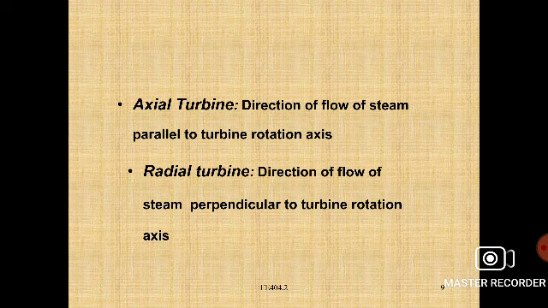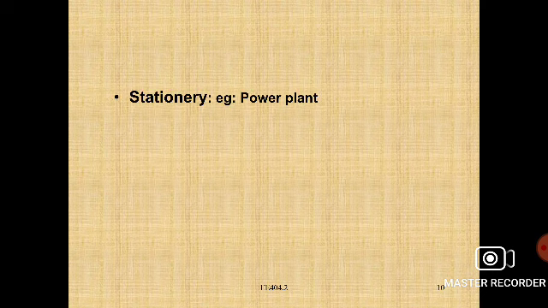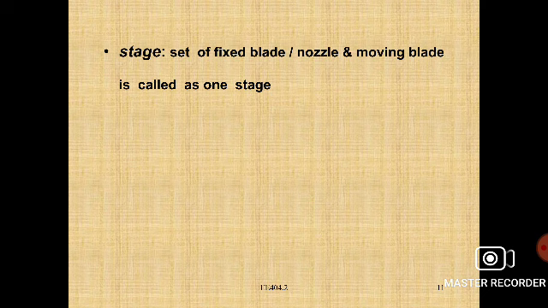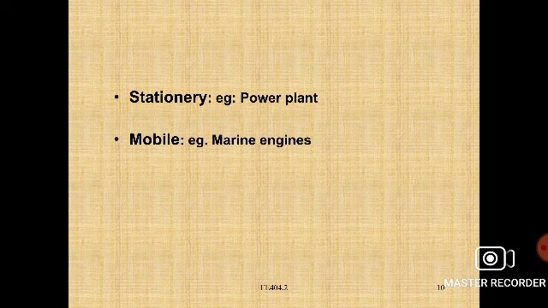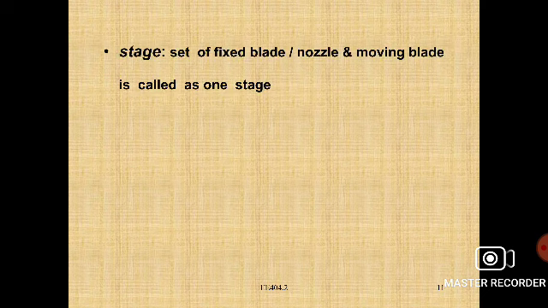Then next one, axial turbine. In an axial turbine, the direction of flow of steam is parallel to the turbine's axis of rotation. Next, the radial turbine. Right. In a radial turbine, the direction of flow of steam is perpendicular to the axis of rotation. Right. Now, a stationary boiler is an example, and a mobile boiler is also an example, marine engines also.